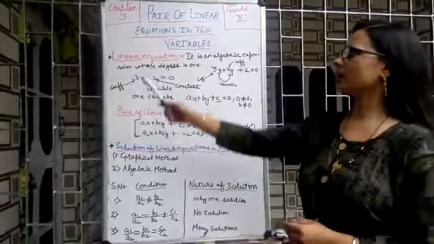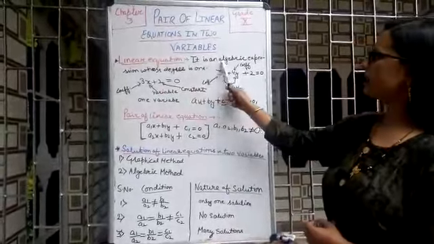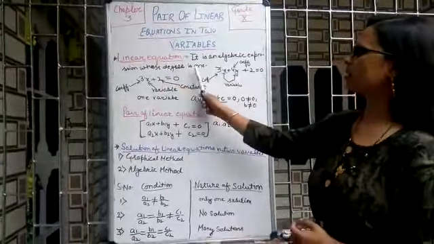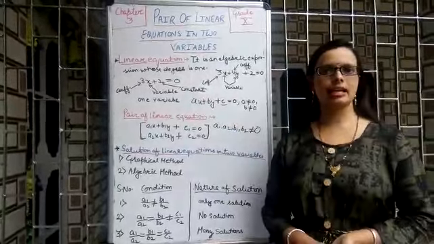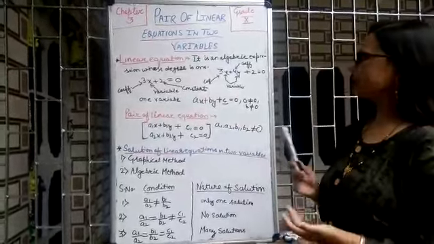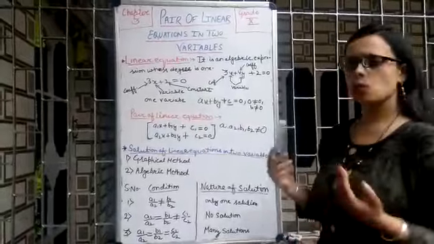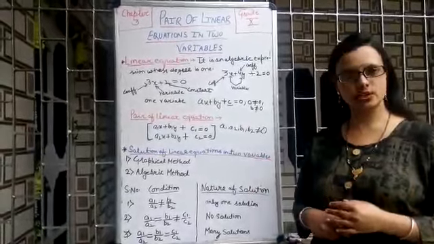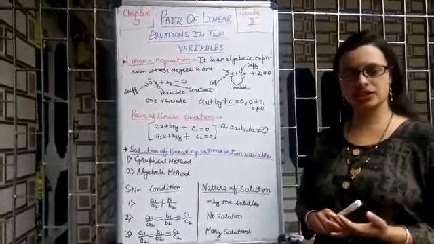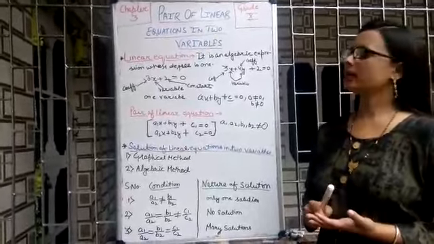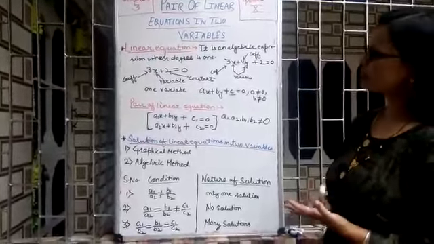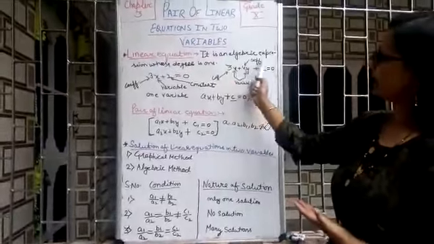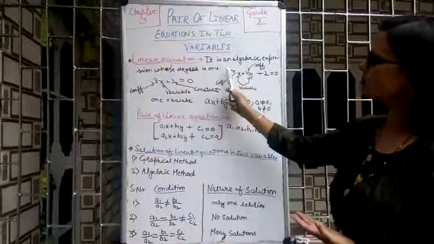First, let's understand the linear equation. It is an algebraic expression whose degree is 1. Algebraic expression means where constants and variables are joined together with the help of addition, subtraction, multiplication and division. That is called the algebraic expression. So linear equation is an algebraic expression whose degree is 1.